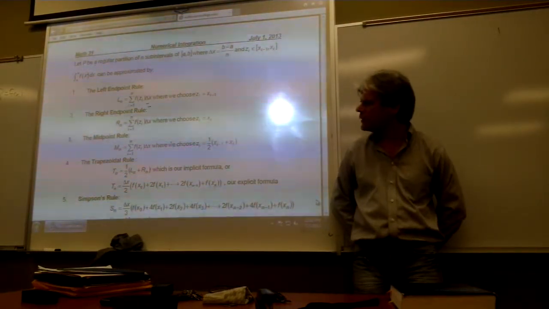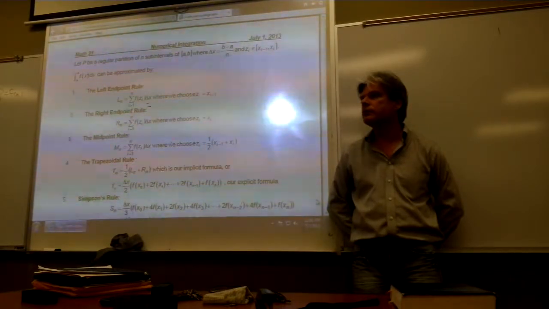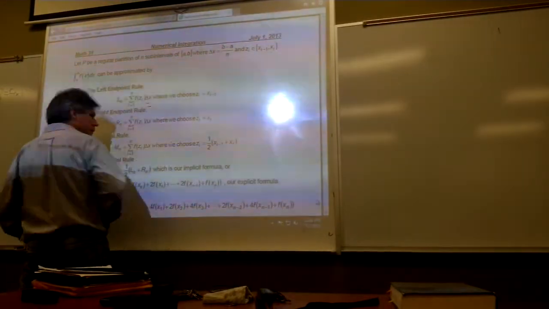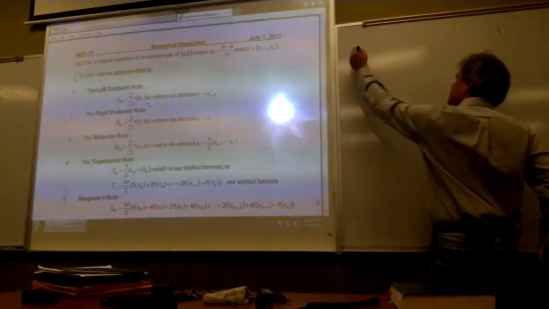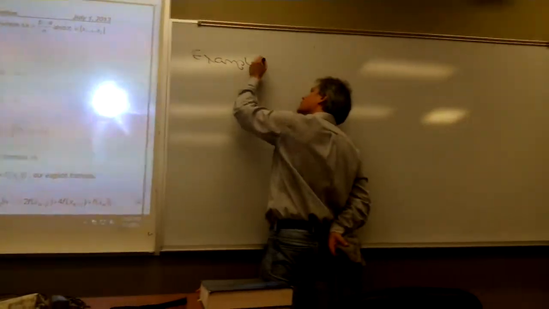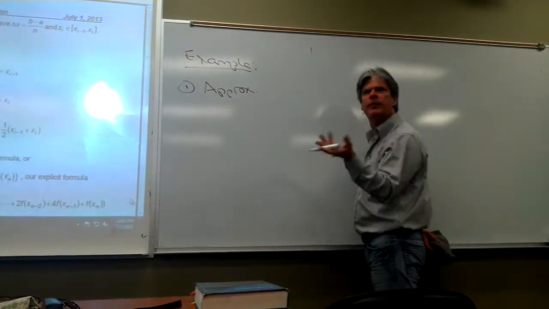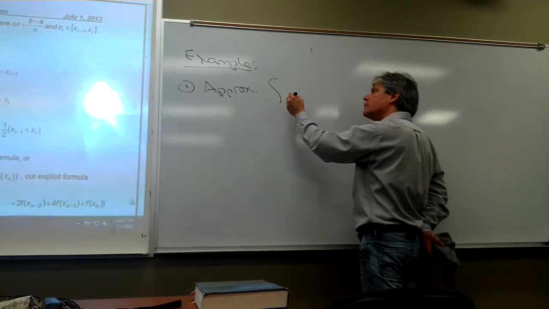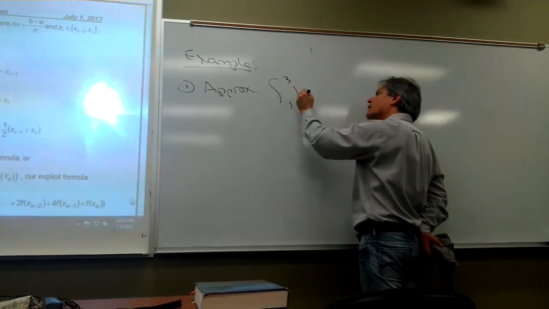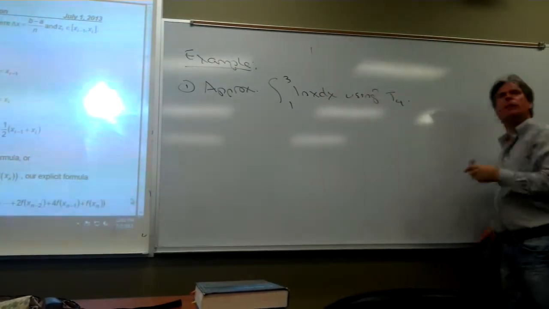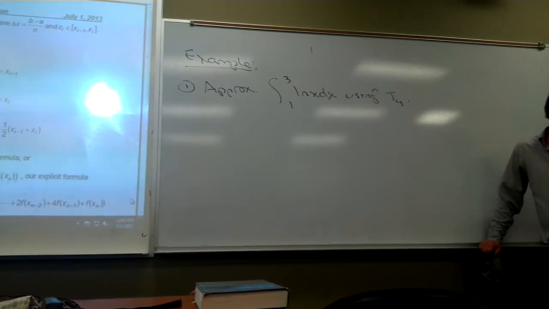You know what, you guys, I maintain with each of these techniques, they're clunky, not terribly accurate. But I've got time. Since I do have time, I will employ one of them with an example. So, example. Approximate, how about this interval? I'm just making this up out of thin air. How about from 1 to 3, the integral of the natural log of x with respect to x using T sub 4. What do I mean by using T sub 4? Using the trapezoidal rule, subdividing the interval from 1 to 3 into 4 subintervals.